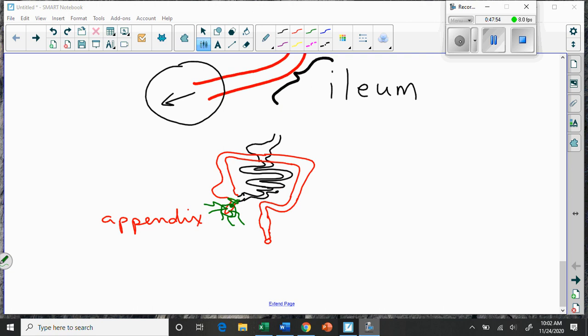Yeah, so if you look at my picture, it's quite small, but you're just cutting off the little pouch here. So you can still go through this way, right?